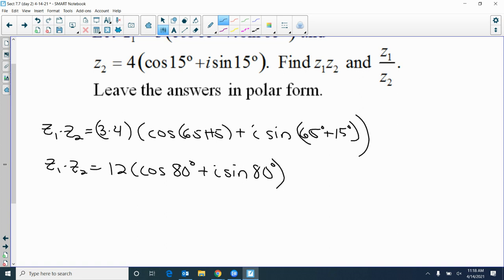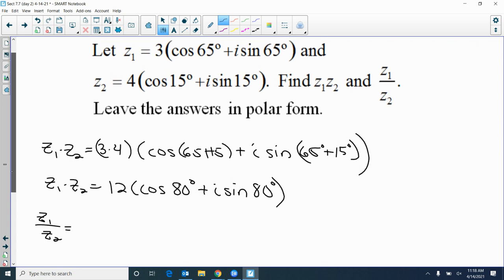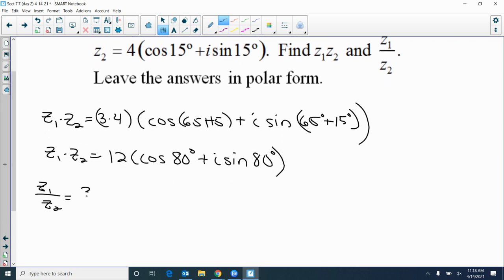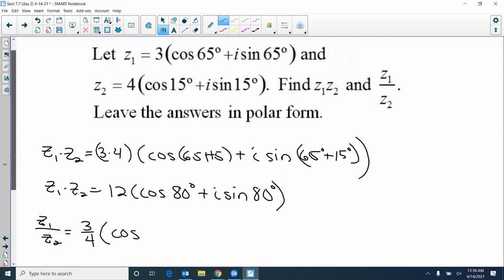For Z1 divided by Z2, you divide your R's, and that's going to give us 3 over 4. And then it's going to be cosine, subtract. What do we get there? 65 minus 15.